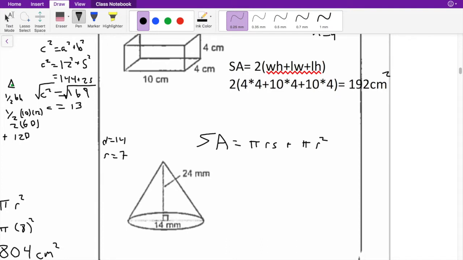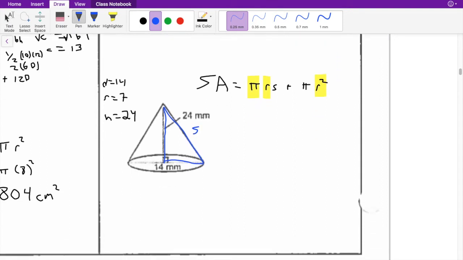Now we know the height here is 24. So if we look through here, we know what pi is. We know what our radius is. What's this S thing hanging around here? The S is the slant of this. And we don't need height, but we can use that height to make a triangle here, a nicely drawn 90-degree triangle, to find what the slant is. So I'll scroll down here and we'll do our calculation for slant.